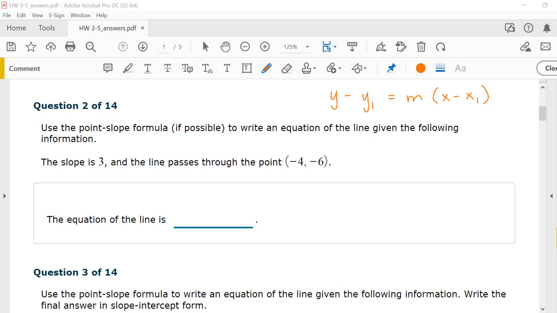Number 2, what if the slope is 3 and it passes through the point -4, -6? So the equation of the line would be y minus -6, so y plus 6, equals m, which is 3, times x minus -4, so x plus 4.